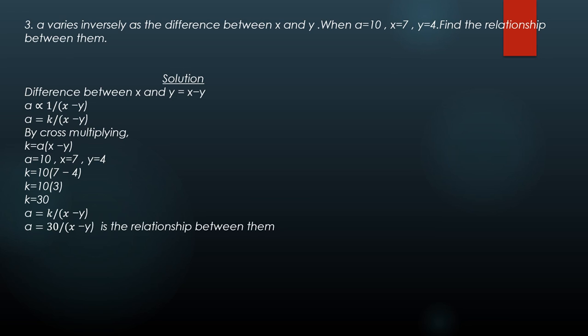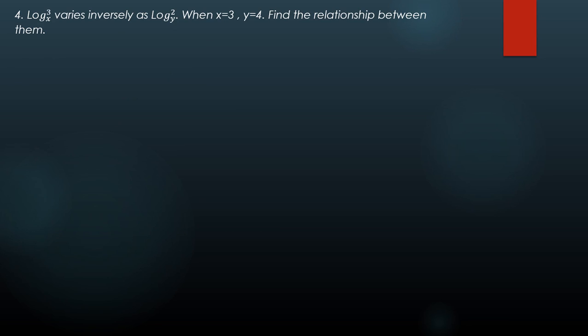So my formula now becomes a equals k over x minus y. Now that k is 30, we have a equals 30 over x minus y, which is the relationship between them. Okay, so that's about that. Let's move on to the next example we have here.